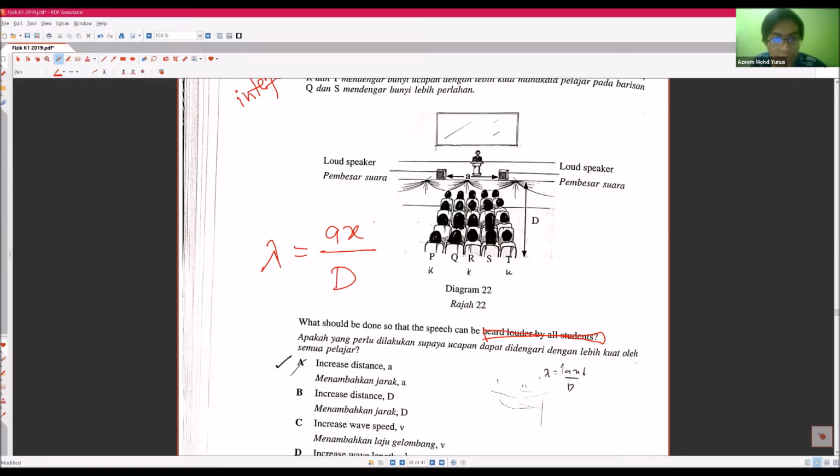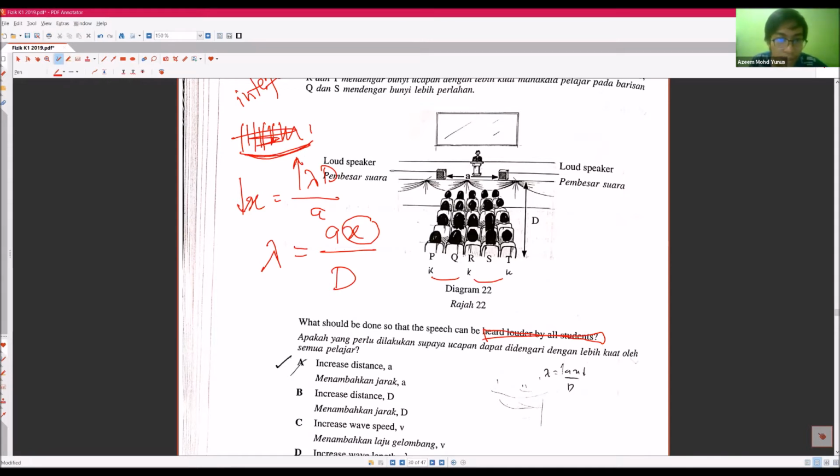Should make X the subject. X is the distance between the two consecutive loudest points. So if we make that the subject, X equals lambda times D over a. So we should decrease the distance between two consecutive lines, so it becomes narrower. So a lot of students can hear the loud sound.